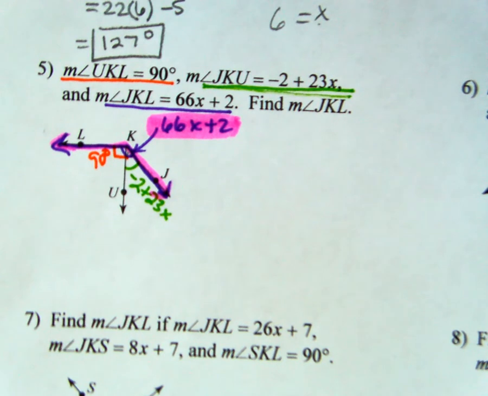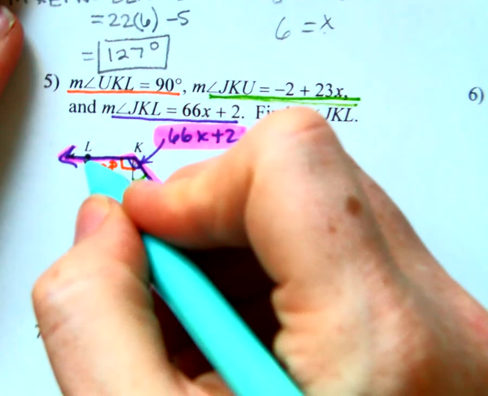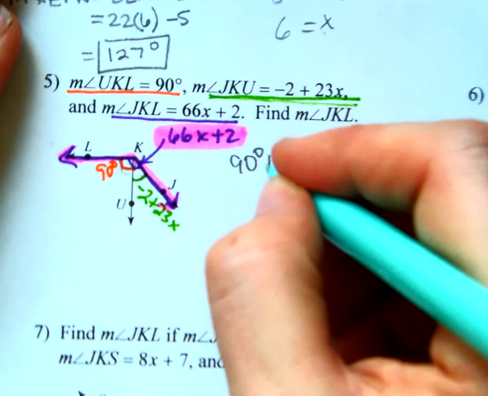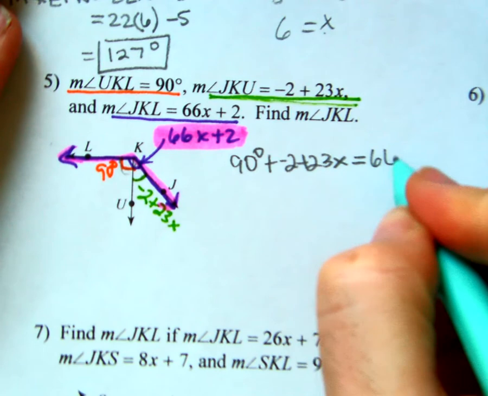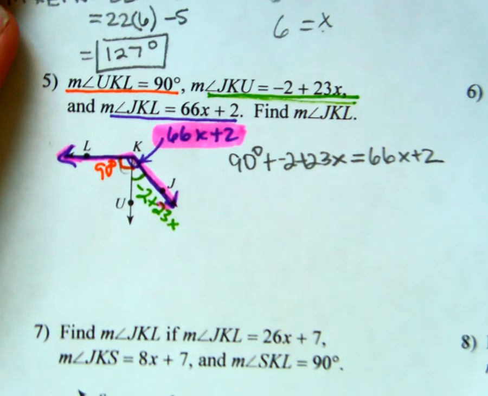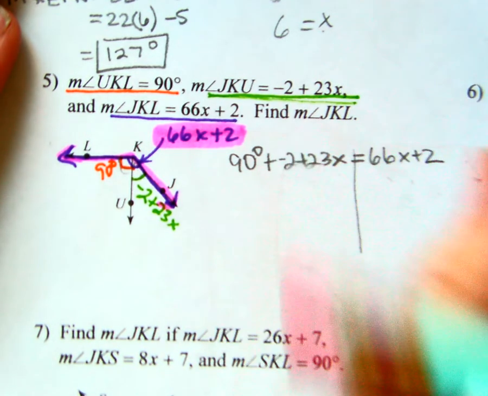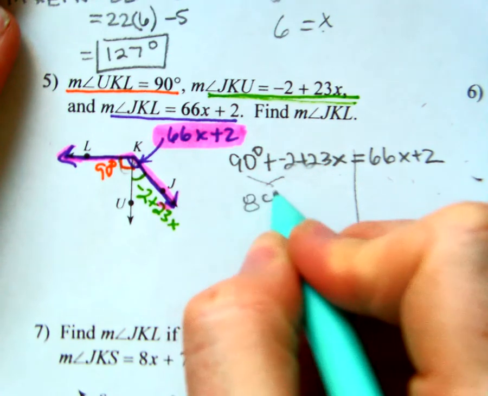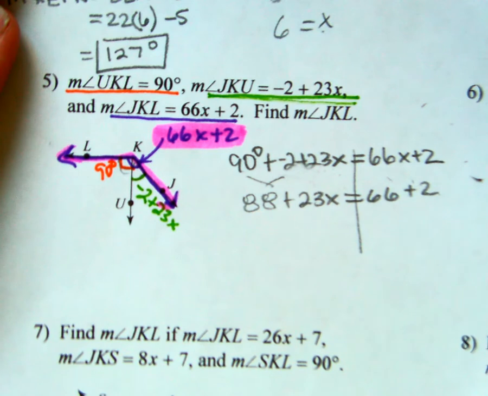So we're going to solve for x by adding part plus part equals whole. So we have part, which would be this 90-degree angle, plus part, which would be the -2 plus 23x angle, equals whole, which is 66x plus 2. All right, and so now I need to solve, combining like terms. I should combine these two terms. So we have 90 minus 2, 88 plus 23x is equal to 66x plus 2.